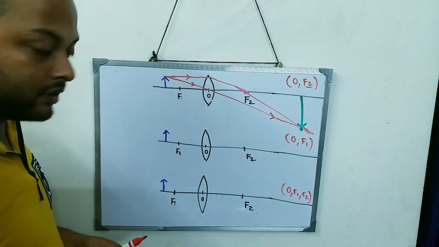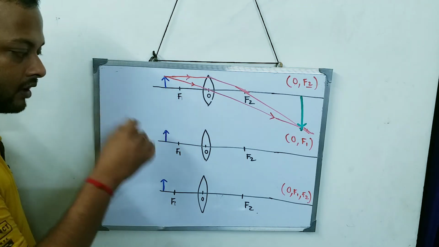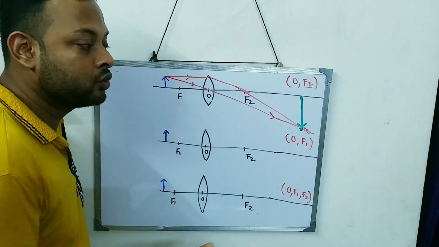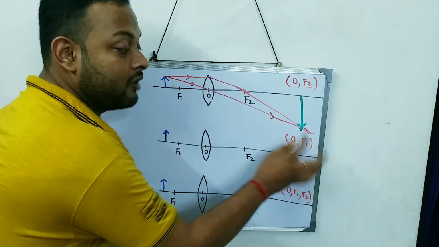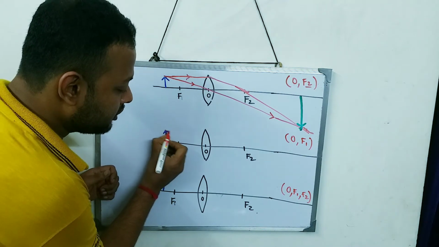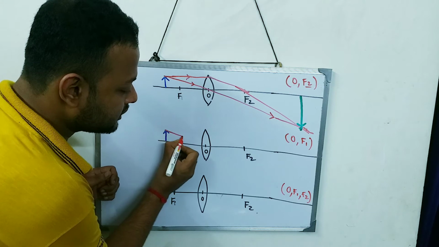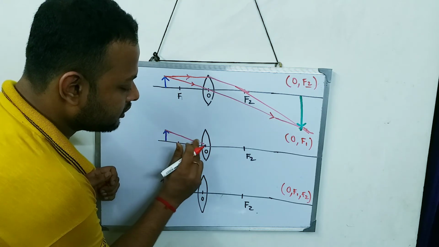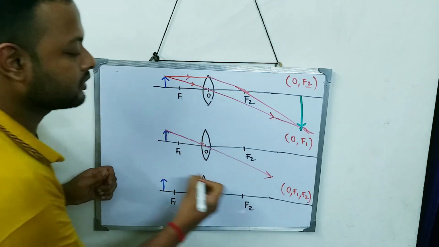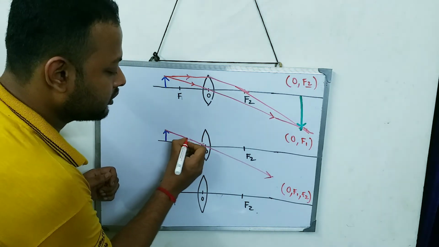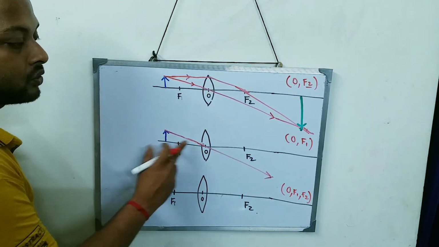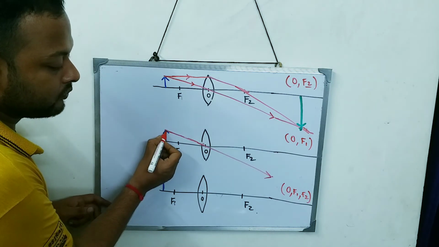Secondly, I will use the same object at the same place, but now I will use two points, optical center and F1, not F2. Optical center and F1. So how will the ray happen? The ray will first pass through the optical center just like this. Second is what? The ray has to pass through F1. Now how will the ray pass through F1?